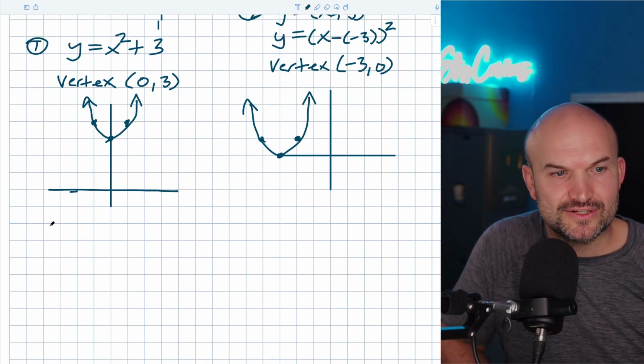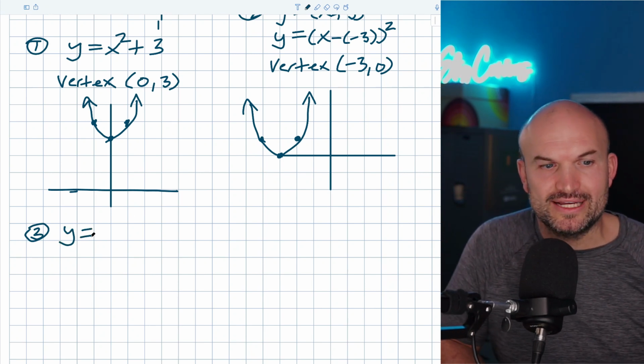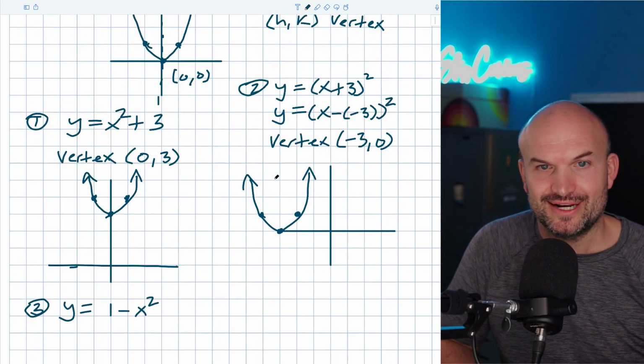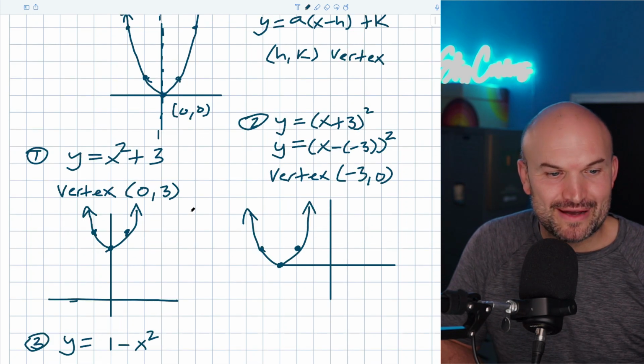All right, so now let's go and have a little fun here. What about if we add a couple of transformations? So what if I had y is equal to 1 minus x squared? Now, the first thing I want you to recognize is that this is not in our vertex format, right? So what are we doing when we have a number like this?